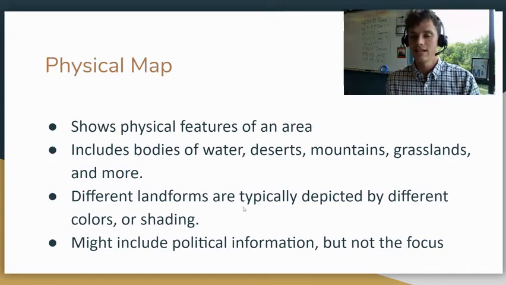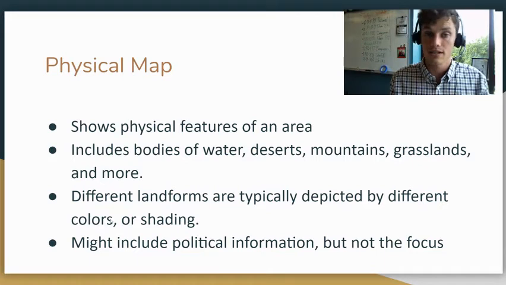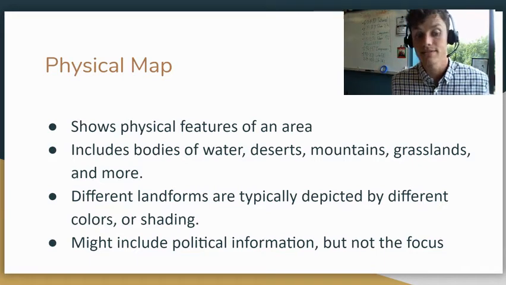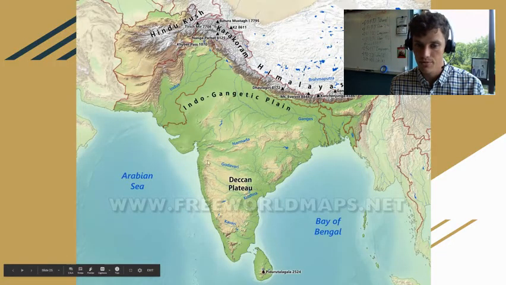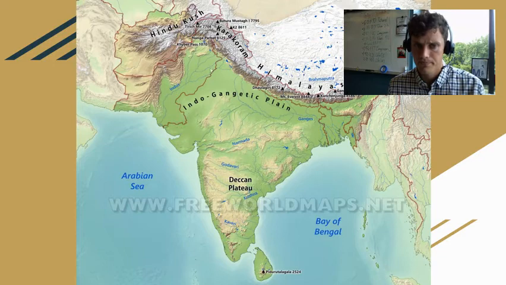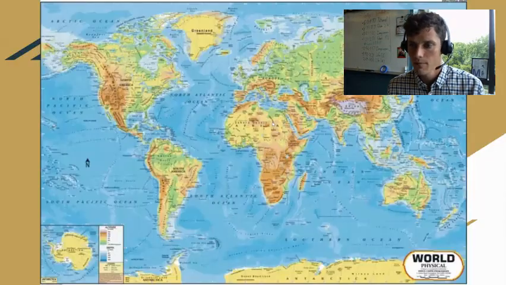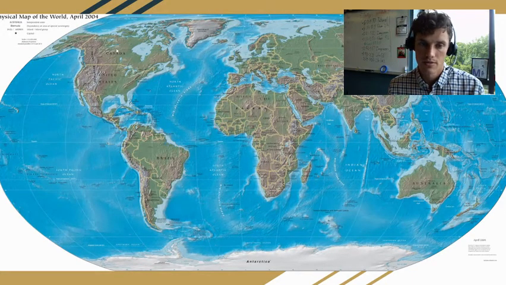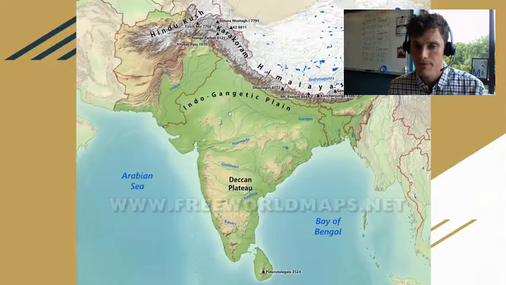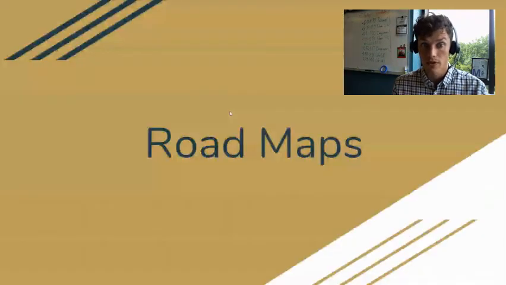All right. It can either be by different colors, shadings. It can be how they draw it. It can be the different colors that they use, that the colors mean something. And it can include political information sometimes. Like, for example, here, actually, this one does not really include political information. But for example, this one did include some country names. But for the most part, it shows you what the Earth looks like.